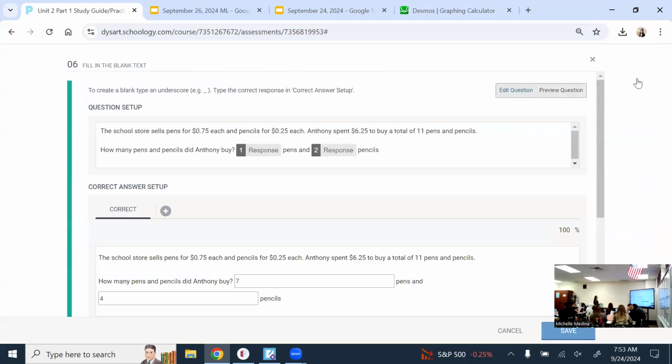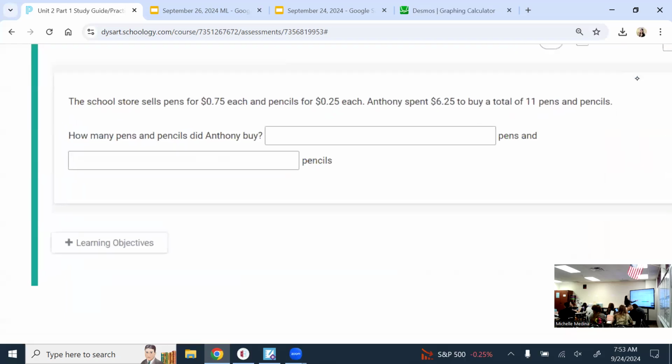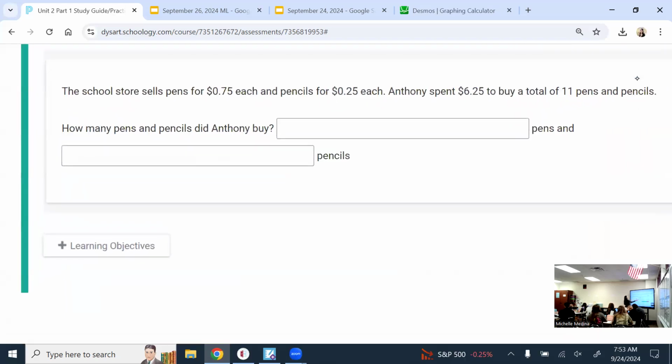But we have the school store sells pens for 75 cents each and pencils for 25 cents each. Anthony spent $6.25 and bought a total of 11 pens and pencils. It says, how many pens and pencils did you buy? So this is similar to what we were trying to focus on yesterday. In order to accurately solve this, you need to be able to create the system and solve it. So identify your two totals. Table 6, can you tell me the two totals in this one?